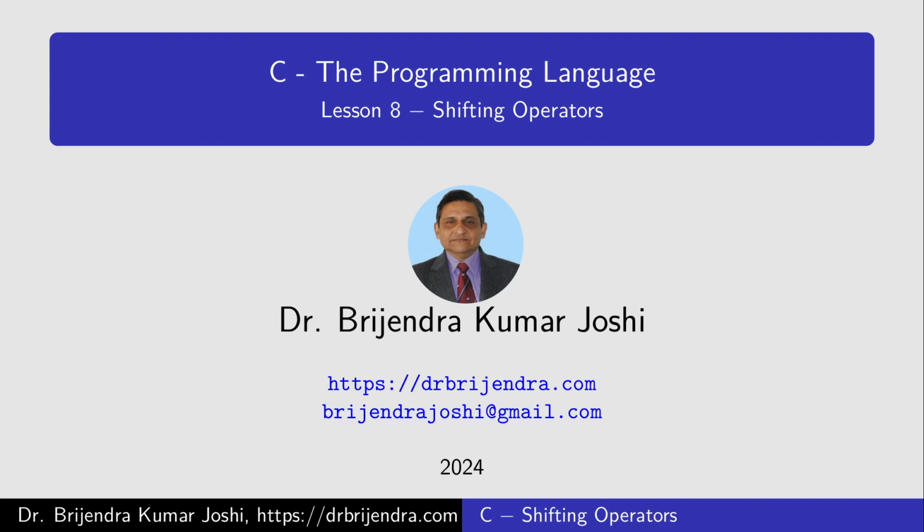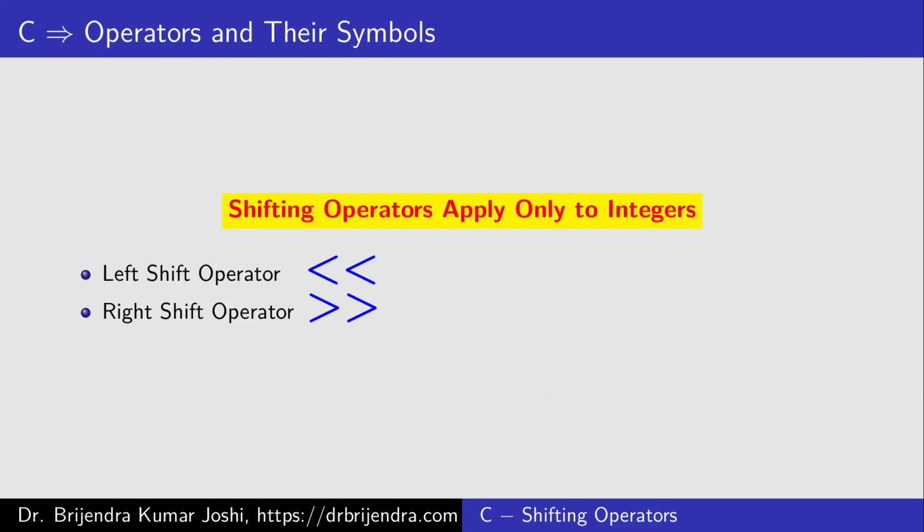In this video, we'll see how shifting operators behave in C programming language. First of all, we should always remember that the shift operators operate only on integers. They are legal to operate on integers only. There are two shift operators in C language.